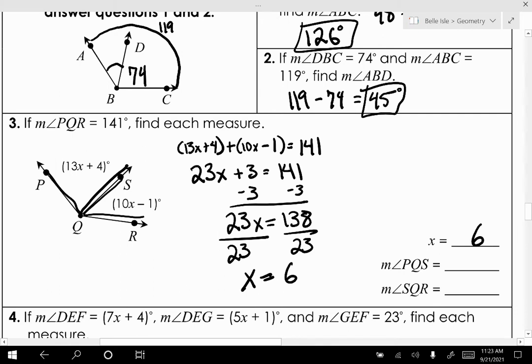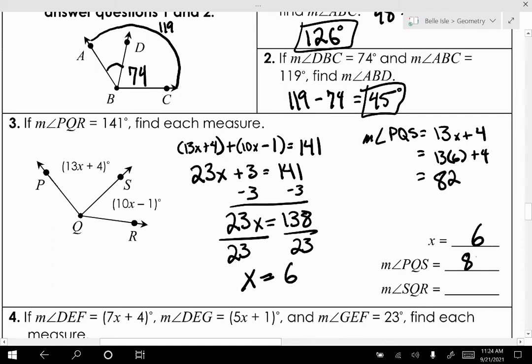Now how do we get the two angle measurements? You plug in the 6. What do you plug it in for, Owen? X. Yes, you plug it in for X. So the measure of angle PQS is going to equal 13x plus 4, so 13 times 6 plus 4, which is 82. Is that what we came out to?